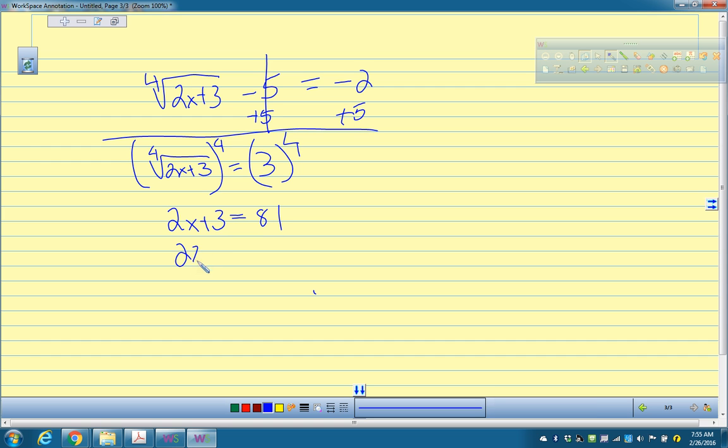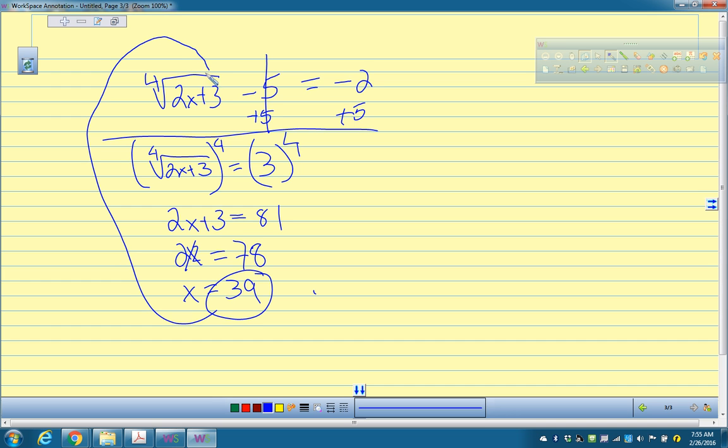Subtract 3, you get 2x equals 78, and x equals 39. And then, again, make sure, especially when you're raising something to an even power, you've got to check it. So you want to check, is the fourth root of 2 times 39 plus 3, minus 5 equal to negative 2? Well, 2 times 39 is 78, plus 3 makes 81. The fourth root of 81 is 3, and 3 minus 5 makes negative 2, so it checks. You understand how you check it?